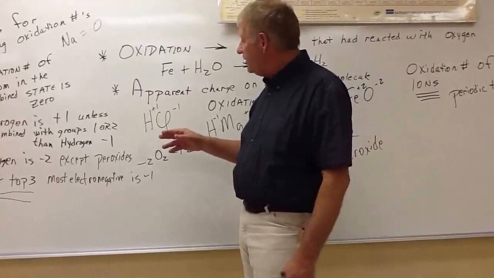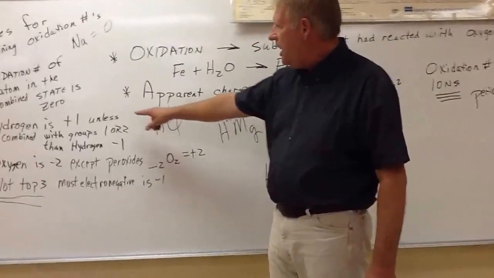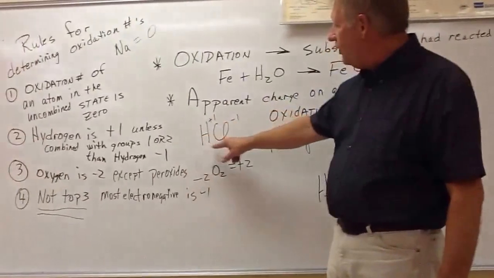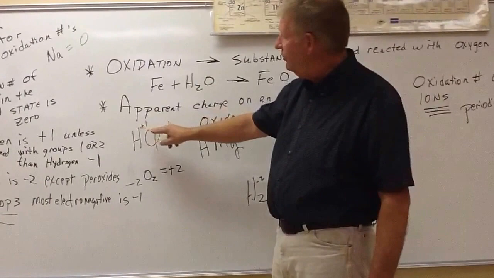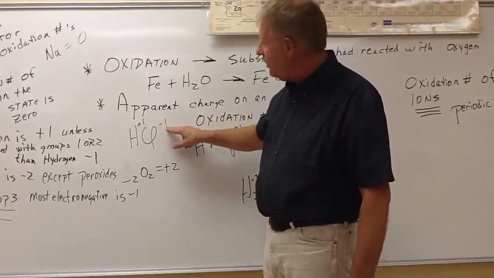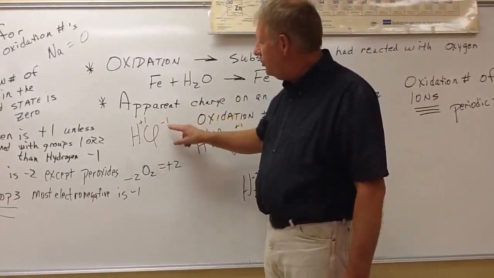Now, how did I know that? Because hydrogen is +1 unless combined in groups 1 or 2. Chlorine is not in groups 1 or 2, so hydrogen is +1. And then what do I do with the other half? I just do enough to make it 0. So hydrogen was +1, chlorine was -1.